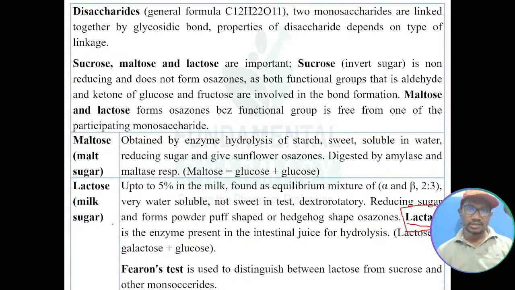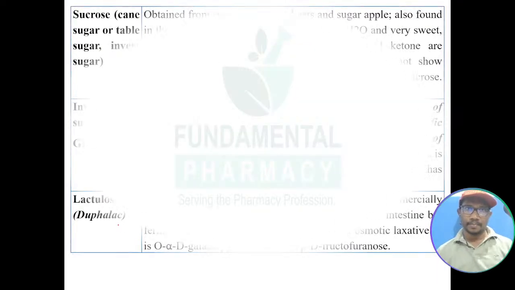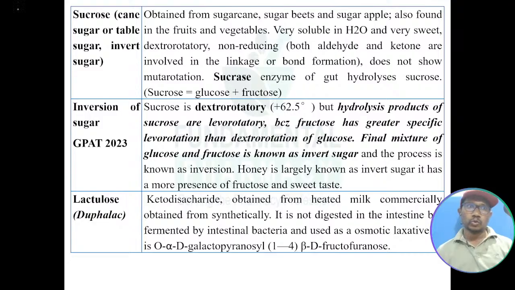And Barfoed's test is used to distinguish between lactose, sucrose and other monosaccharides. Now what is sucrose? Sucrose is also known as cane sugar or table sugar or invert sugar. Multiple times questions have come on it.